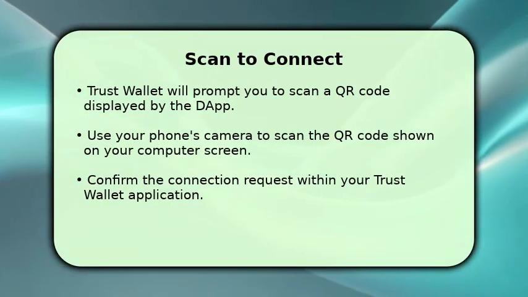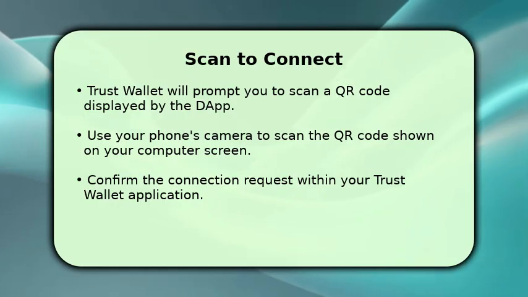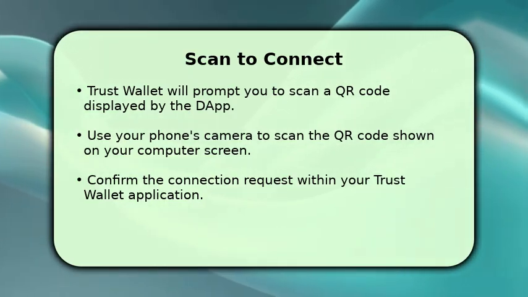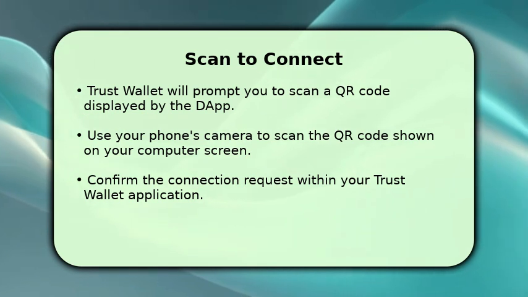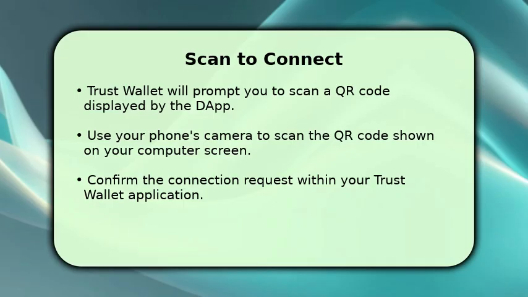After selecting Wallet Connect, the dApp will display a unique QR code. Open your Trust Wallet app, tap on Settings, then Wallet Connect and choose New Connection. Use your phone's camera to scan the QR code from your computer screen.